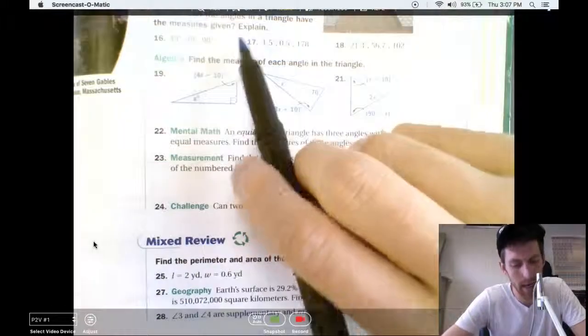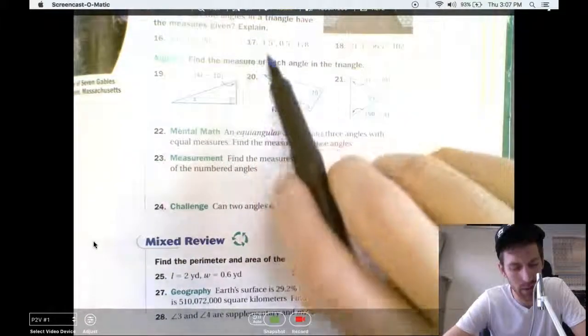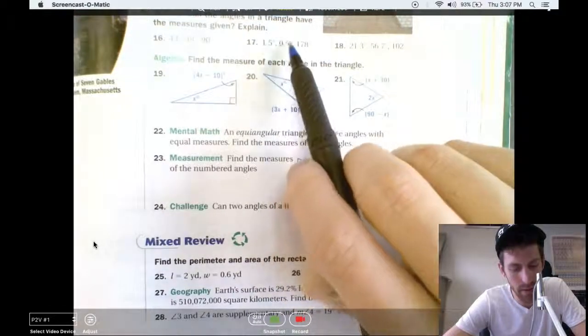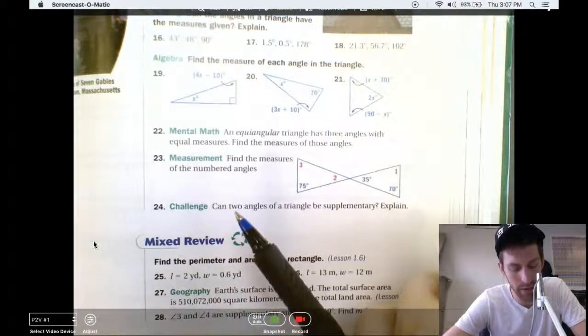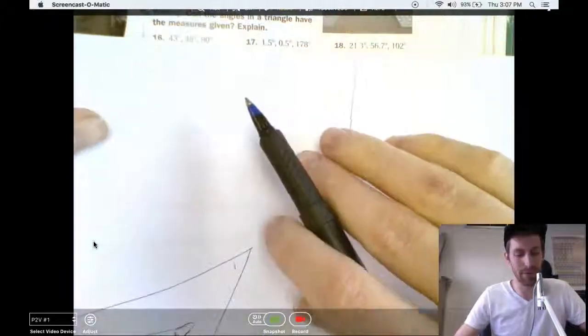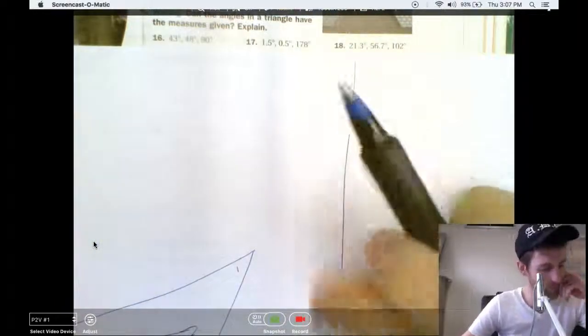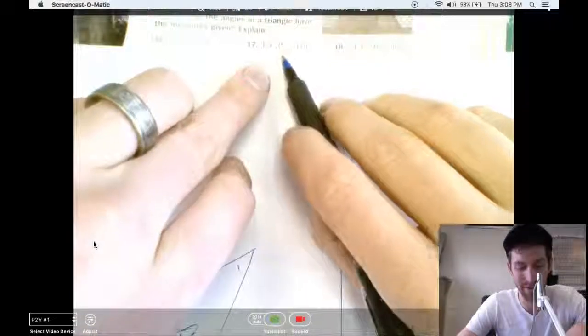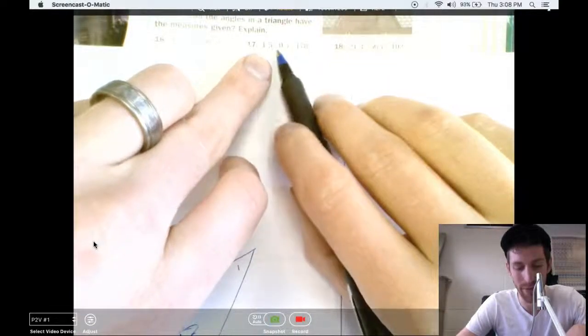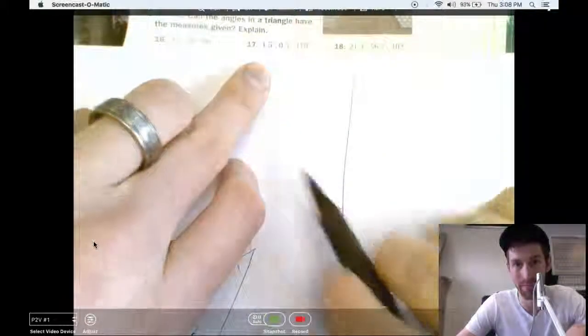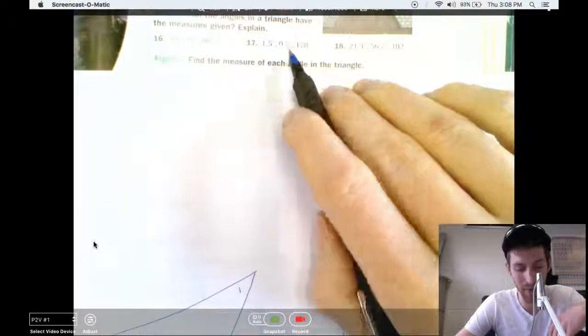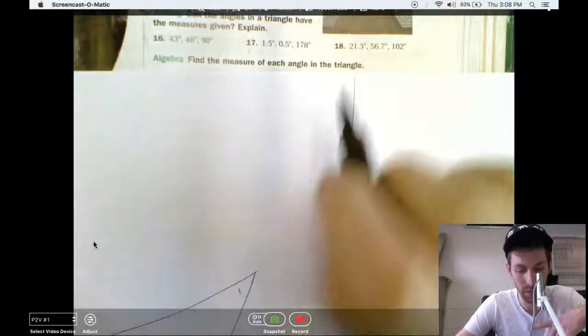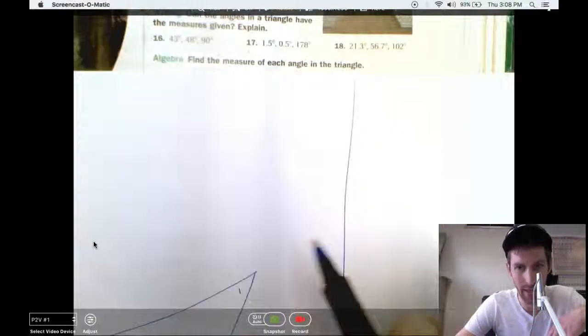A couple things. Can the angles in a triangle have the measures given? 1.5 degrees, 0.5 degrees, and 178 degrees. Is that possible? The answer to this is yes. 1.5 plus 0.5 is 2, plus 178 is 180. So, yeah, they add up to 180. Alright, you'd have to check these ones out and see if they add up to 180.